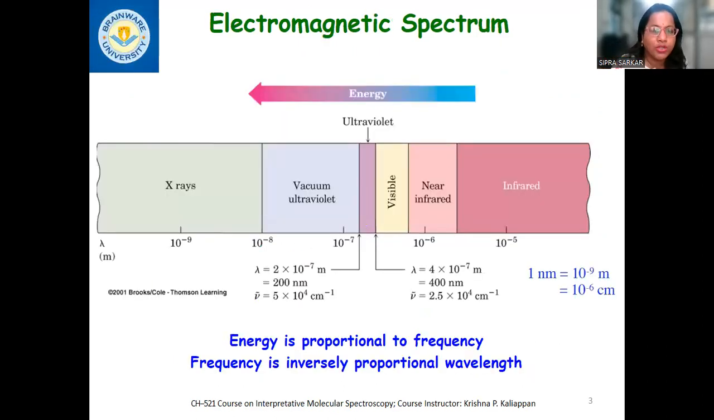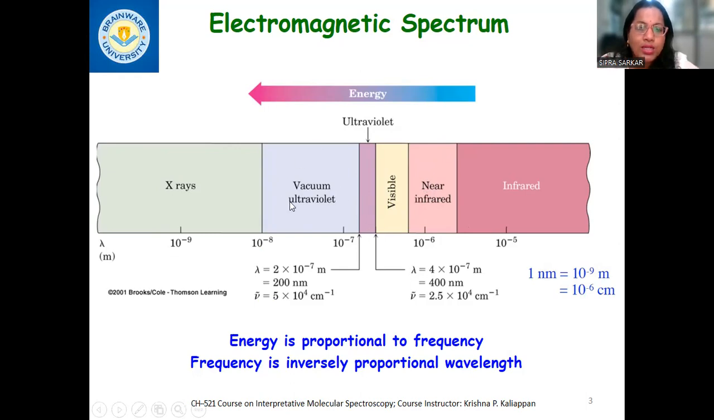This is the electromagnetic spectrum you can see here. You can take a screenshot of this spectrum also. Here you can see the visible light wavelength range. Below this visible light is the UV light, and above the red are near infrared and infrared. According to the meter, the length is given here as 10 to the power minus 9 meter, 10 to the power minus 8 meter, like this.